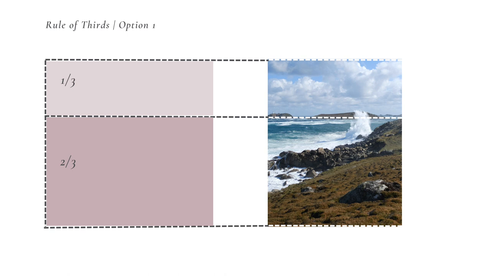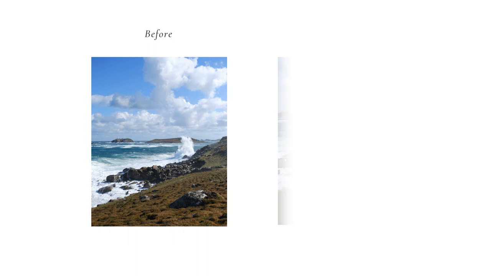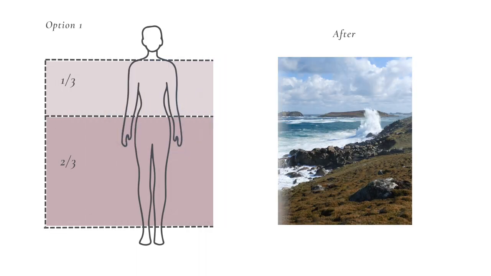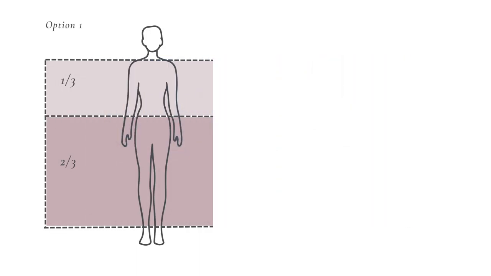So the first option is you've got one third at the top of the image and two thirds at the bottom, and this makes for a more interesting photograph. If we compare it to when you put an outfit together, it's useful to use the rule of thirds as a guideline and to have one third at the top and then two thirds at the bottom.